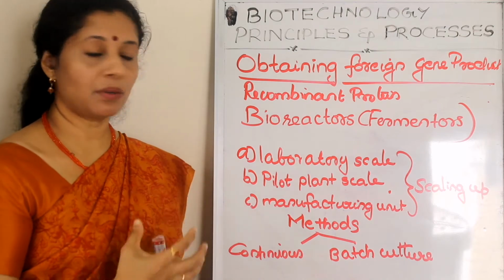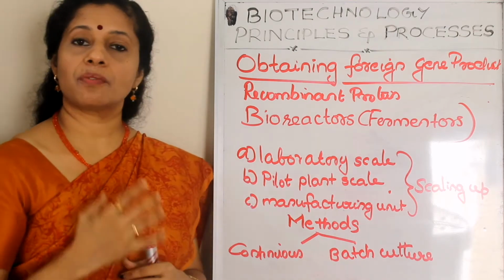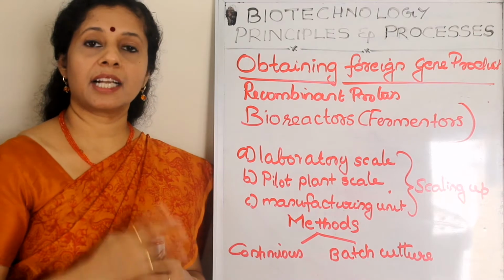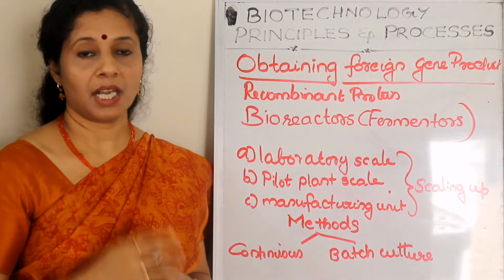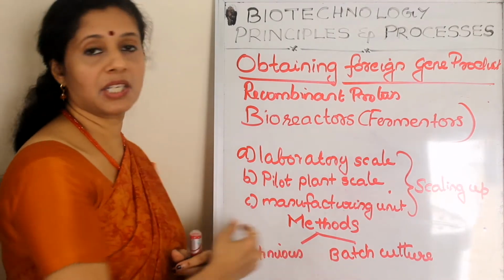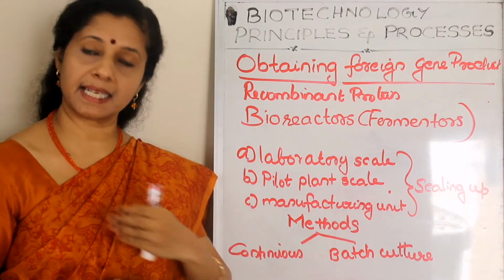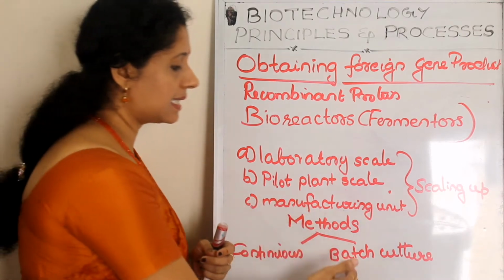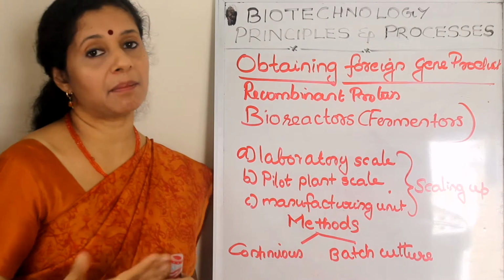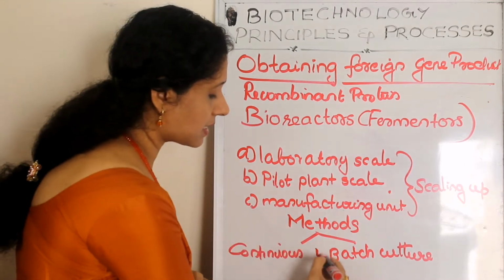So for this I told we are using bioreactors. When we are using bioreactors, there are 2 methods adopted. One is called a continuous culture system. As the word indicates, it's a continuous process. Second is a batch culture system, batch by batch. So what is a batch culture system?